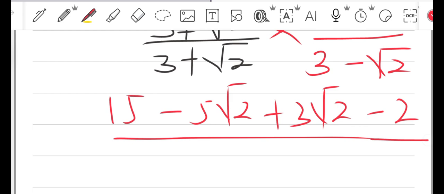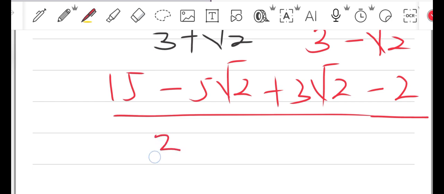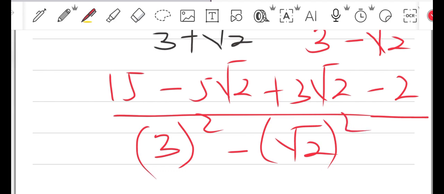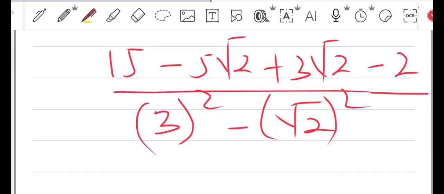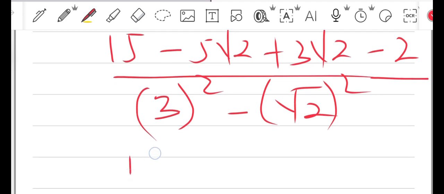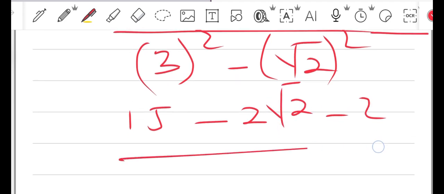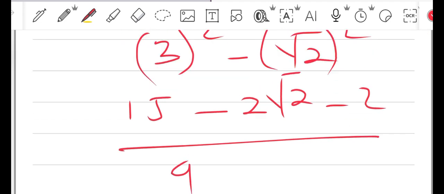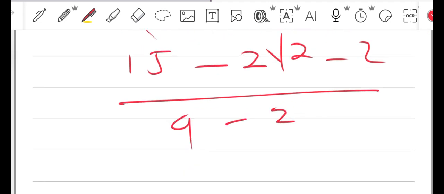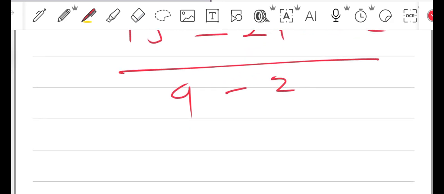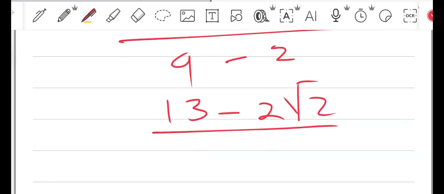Now for the denominator, I realize that it's going to be a difference of two squares, so 3 squared minus root 2 squared. So for the numerator, we realize that we have 15 minus 2 root 2 plus 2, all on 9 minus 2. So we can simplify this one. 15 plus 2 is 17. Wait, we have 13 minus 2 root 2 all on 7.